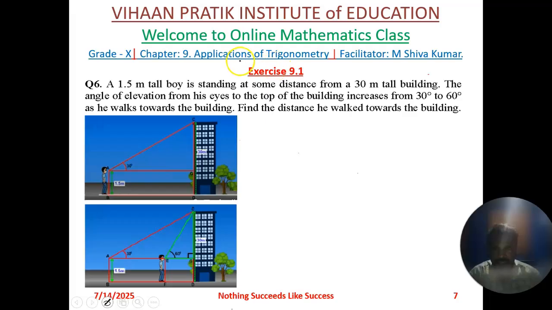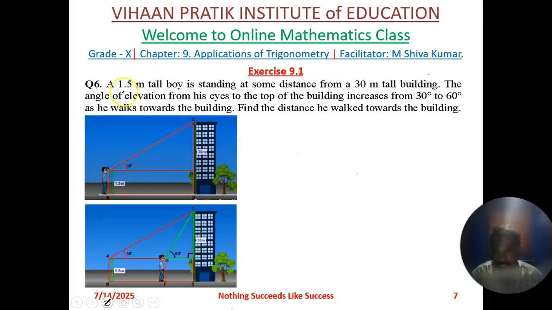We are discussing chapter number 9, applications of trigonometry, in that exercise 9.1. The sixth question is, a 1.5 meter tall boy is standing at some distance from a 30-meter tall building. The angle of elevation from his eyes to the top of the building increases from 30 degrees to 60 degrees as he walks towards the building. Find the distance he walked towards the building.